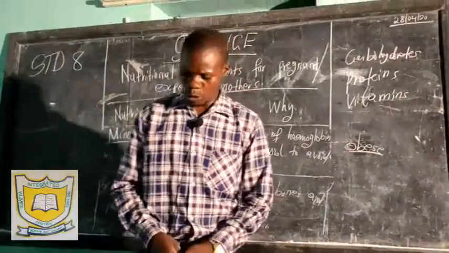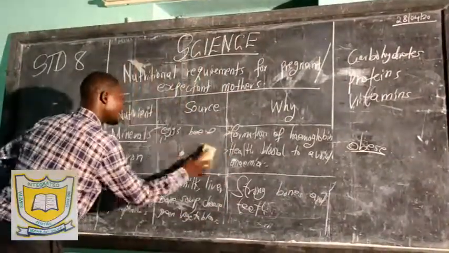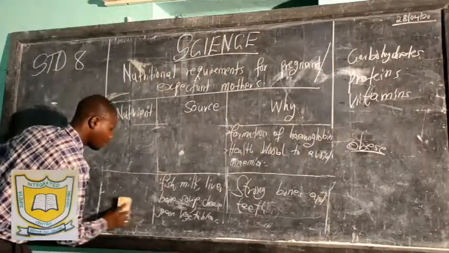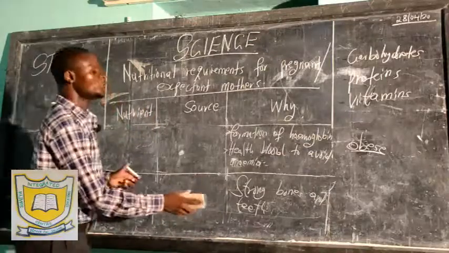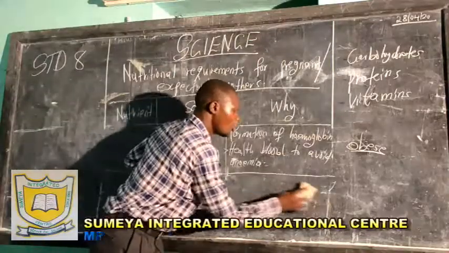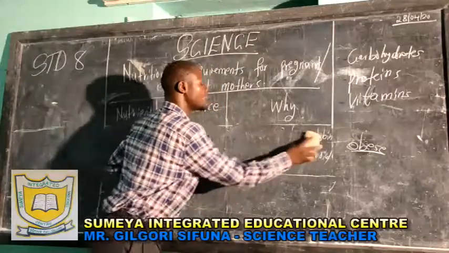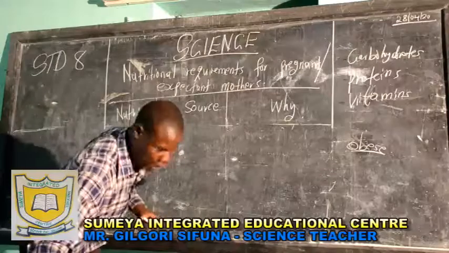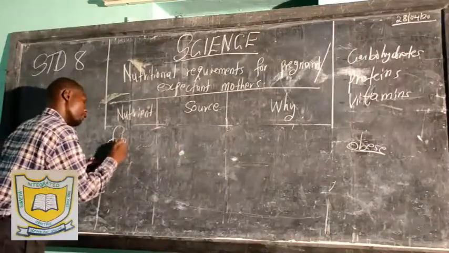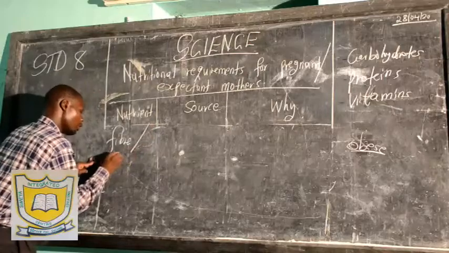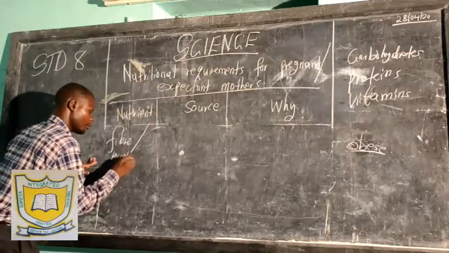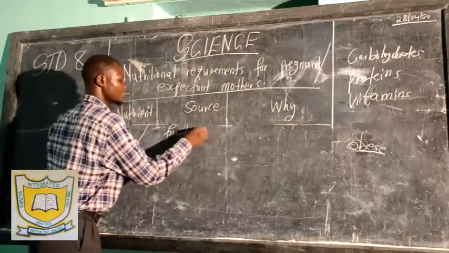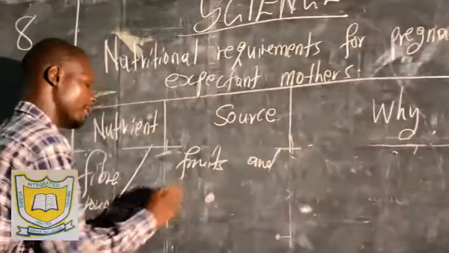Now I move to the second last, which is fiber or roughage. What are the sources of fiber and roughage? Why should we include fiber or roughage in the diet of an expectant mother? Now, the reason is here: fiber or roughage. The sources are just fruits and vegetables, just like vitamins.